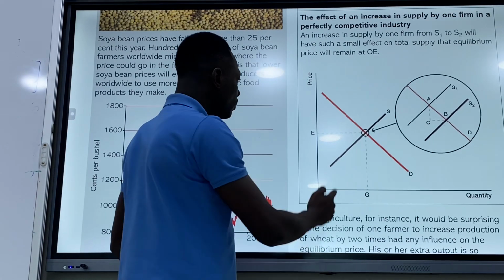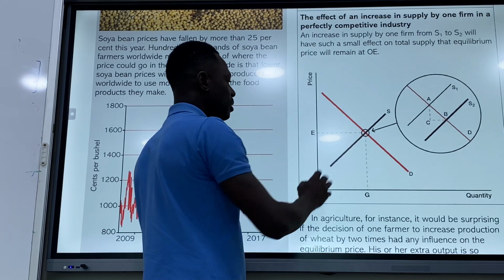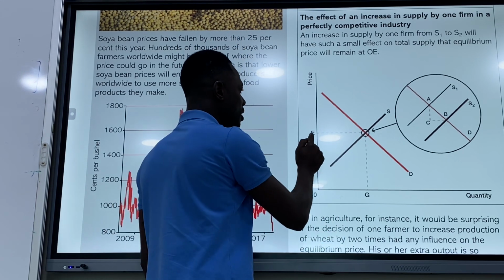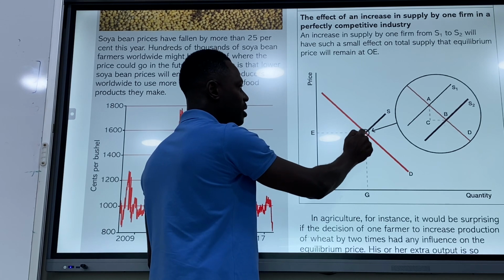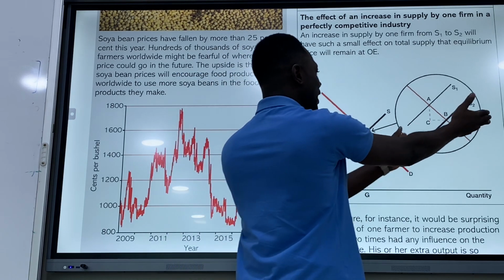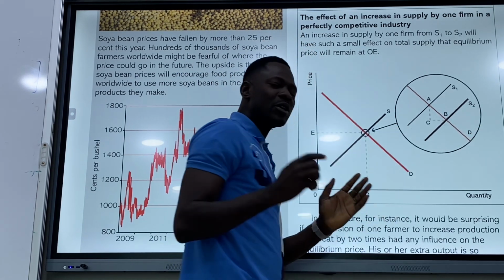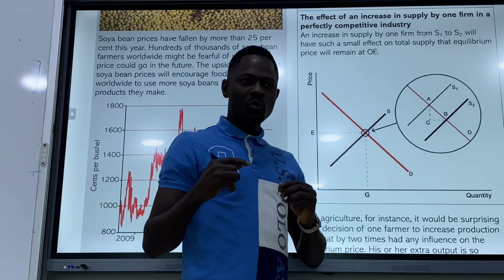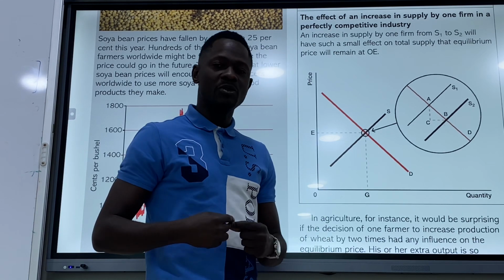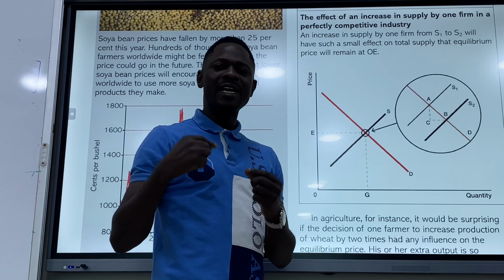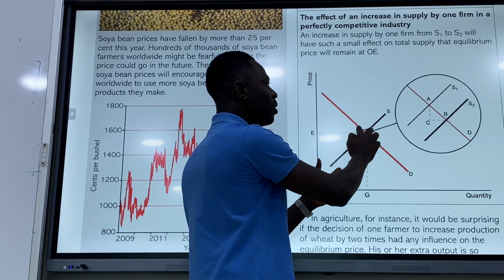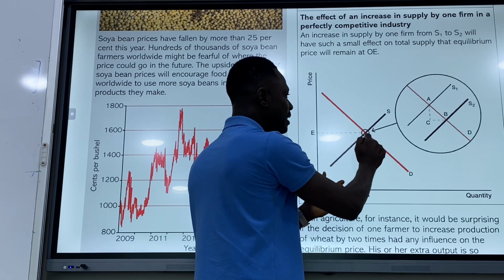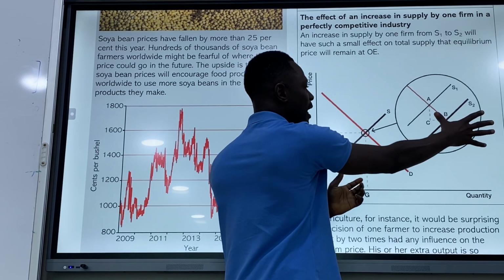So looking at figure 2, this is the perfect competition. The equilibrium price is at OE and the equilibrium quantity is at OG. So this is the equilibrium point. So the equilibrium point has been enlarged to this because we are talking about a firm in that industry which has decided to increase its output. Because a firm in that industry has decided to increase its output, we are enlarging the equilibrium point. So this point has been enlarged to this.